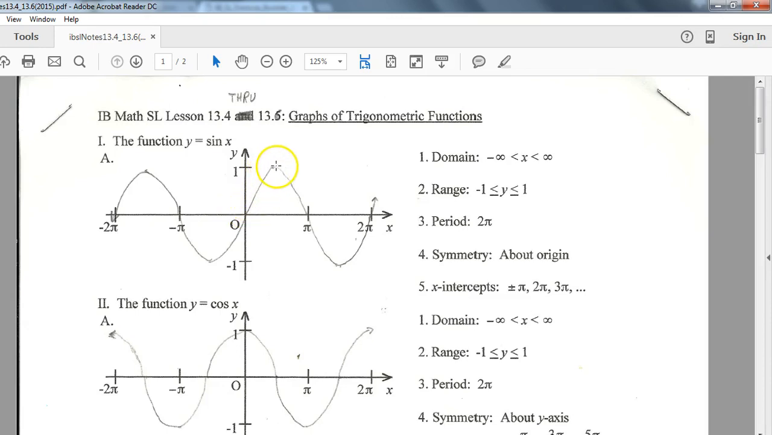So we get the amplitude, back to the midline, amplitude, midline, and then that can keep on going forever and ever. But that's the general pattern for the sine graph. It goes from 0 to 2 pi. That's one full period of the graph if there's no other numbers thrown in. This is where the x-intercepts would occur.